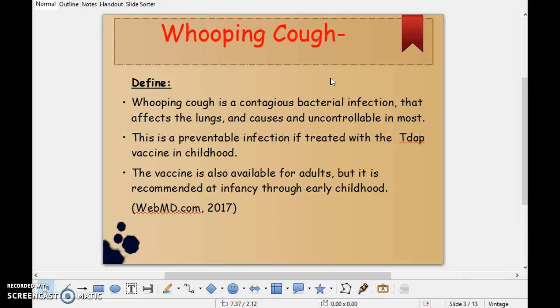Whooping cough is defined as a contagious bacterial infection that affects the lungs and causes uncontrollable cough in most people. It's called whooping cough or pertussis. This is a preventable infection if treated with the Tdap vaccine in childhood. The vaccine is also available for adults, but it's recommended at infancy and through early childhood.